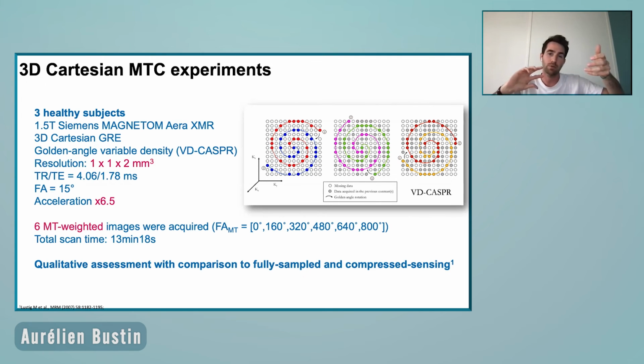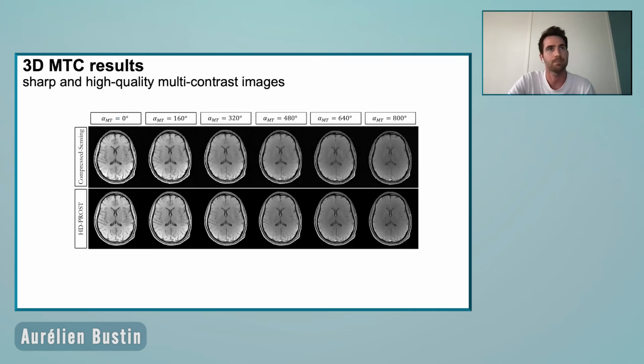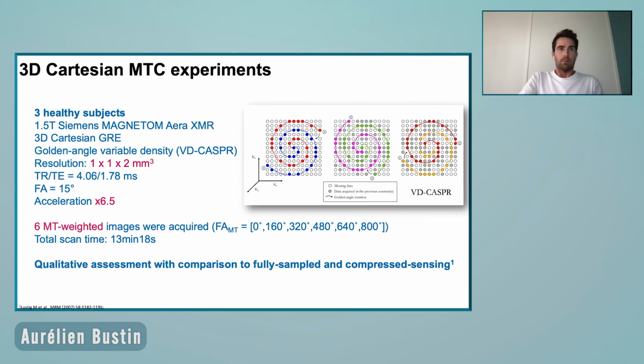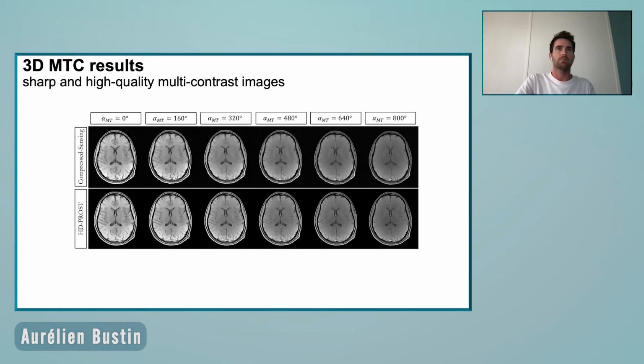And that's a very important ingredient of compressed sensing, and that's something Jérôme mentioned earlier. You need this random or pseudo-random acquisition. And so the goal was to reconstruct these highly undersampled volumes and compare them with a fully sampled acquisition. By the way, these were MT-weighted images, so different MT contrasts between the images.